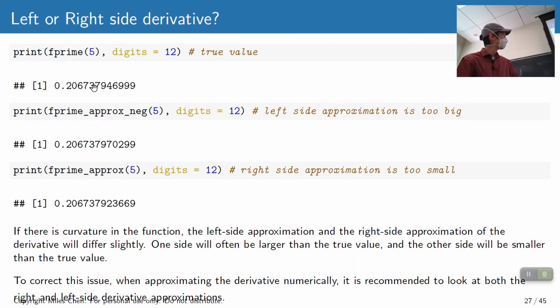So the true value is 0.20673794699, at least up to 12 digits. If I take the left-hand side approximation, the last few digits are 70299, so just a tiny bit higher than 4699. And the right-hand side approximation is 23699. The right-hand side approximation is just a tiny bit too small.